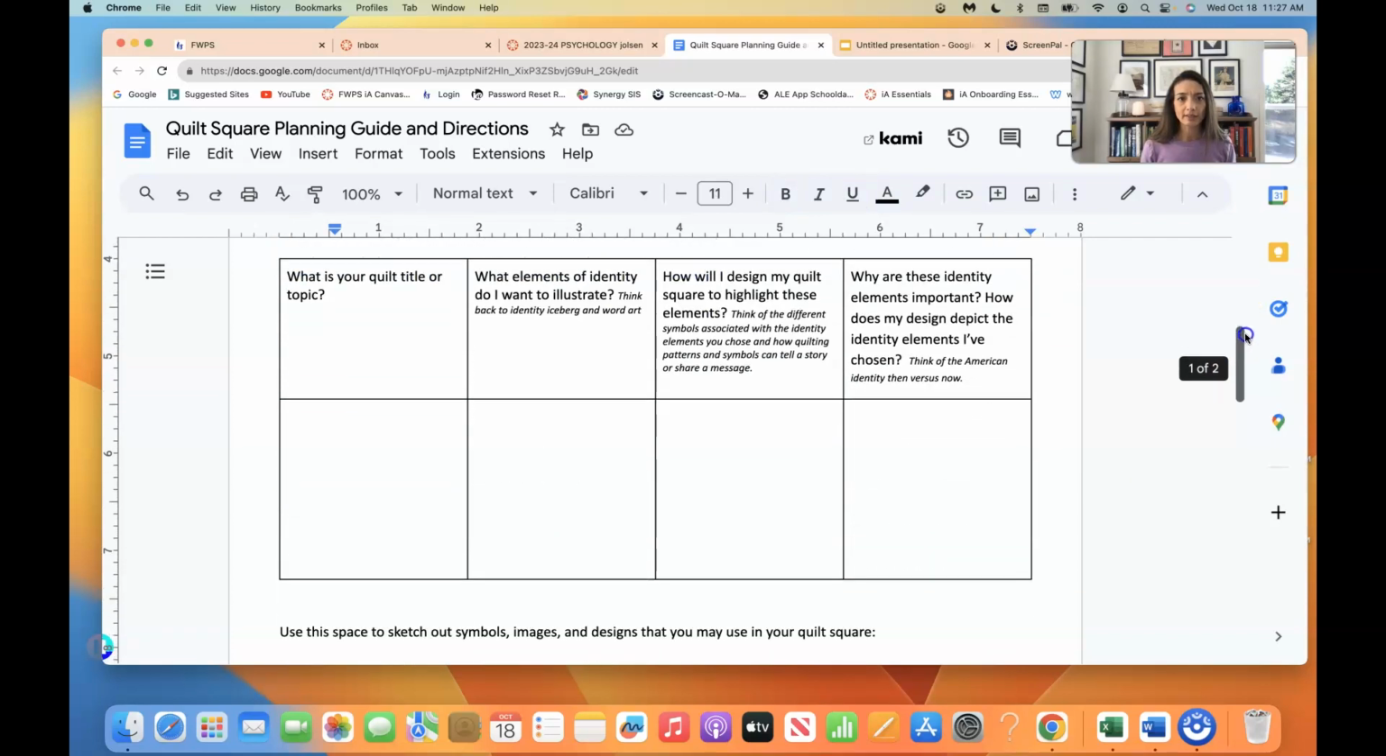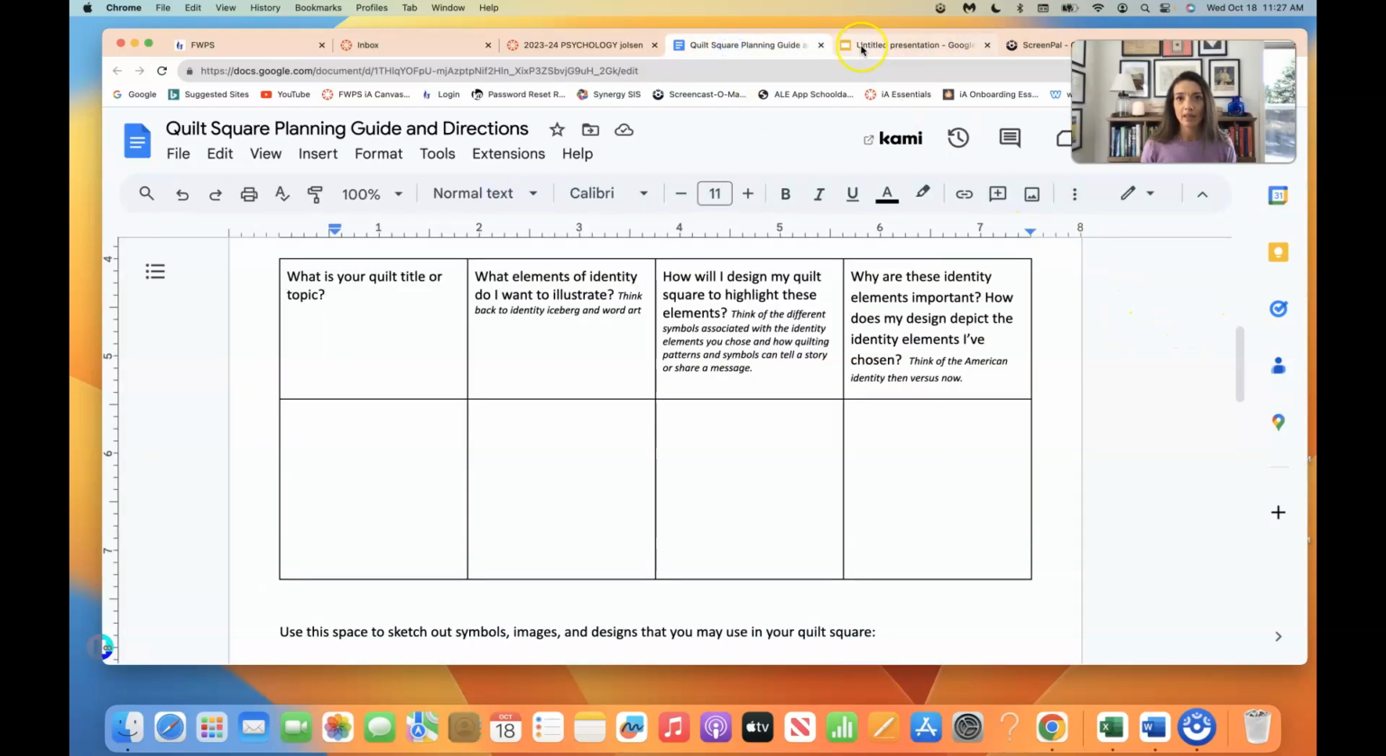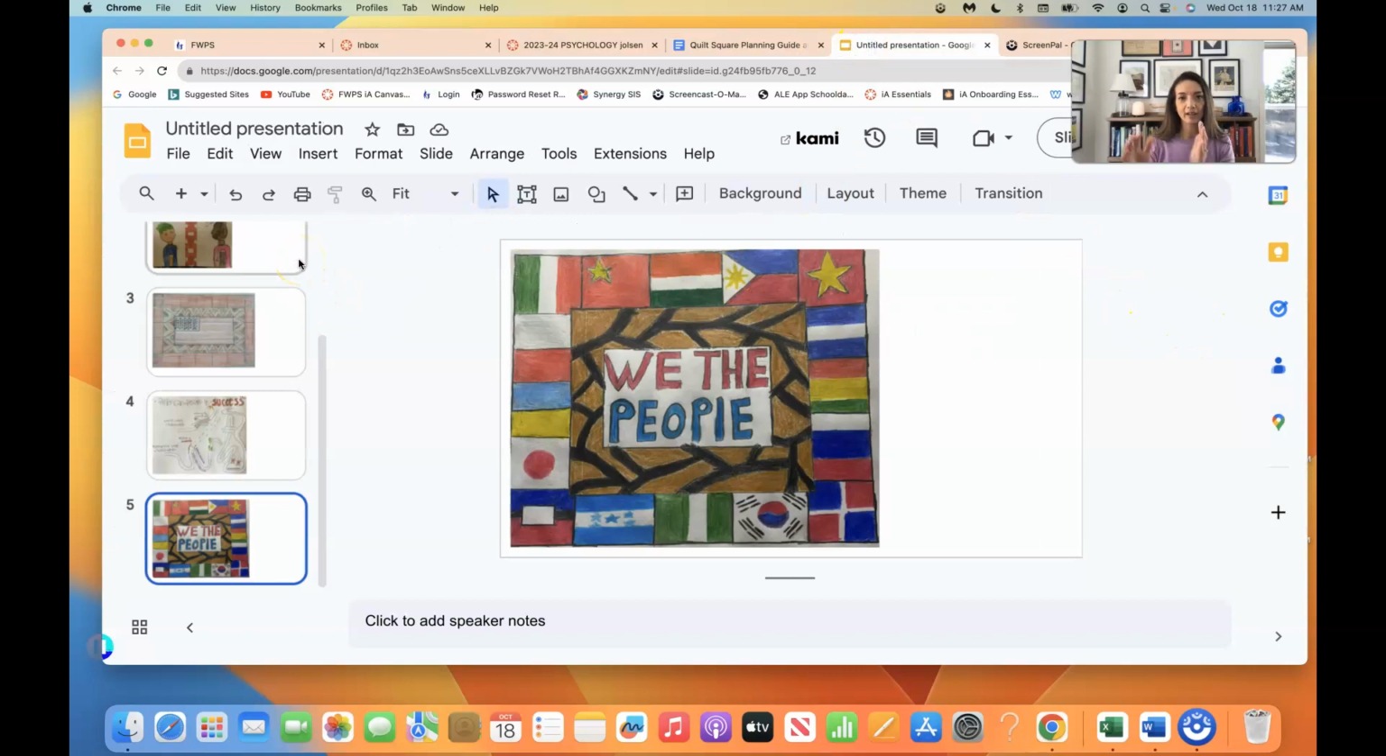The rest of this is to help students think about what's going to go into the quilt square and the whys behind it. This you are not turning in. Okay, you are turning in your quilt square and then your 250 word statement. That's what you're turning in. And then all of these, they had either on the side of it or underneath it, the artist statement. Just so that I could show you some examples. I didn't include the artist statement, but they were all on one piece of paper.